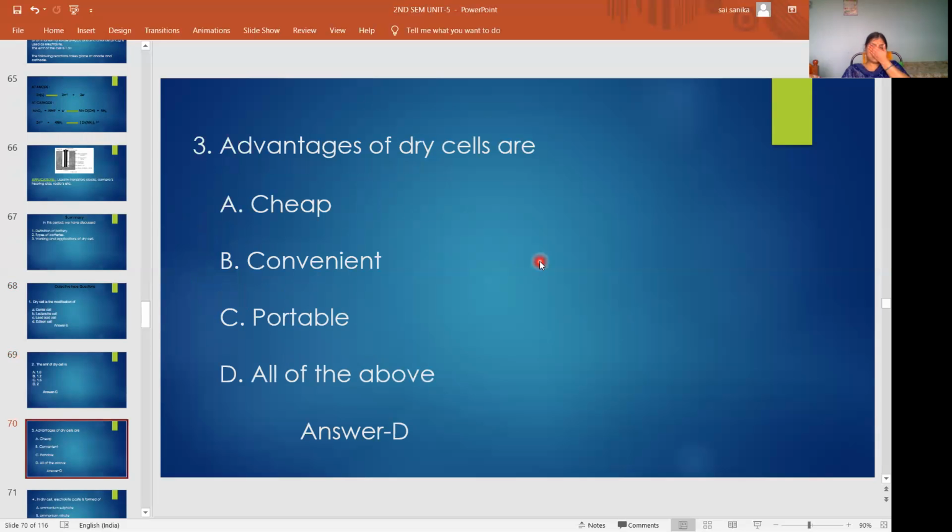Then come to the next question, the third question: advantages of dry cells are. So what are the advantages of dry cells? A, cheap; B, convenient; C, portable; D, all of the above. So what is the answer? Answer D. They are cheap, they are convenient for us, and they are portable. So the answer is all of the above. Then next.